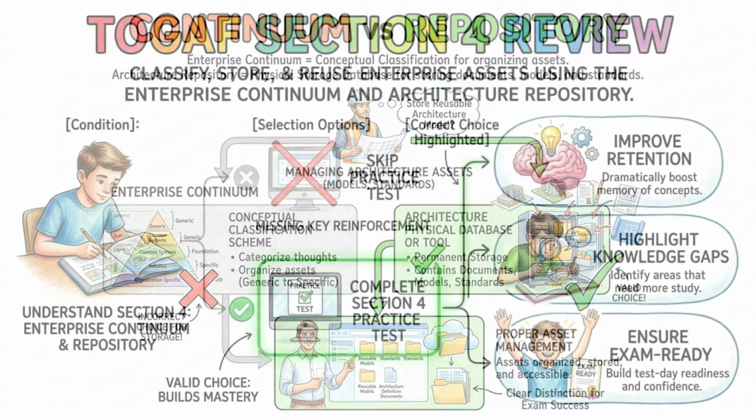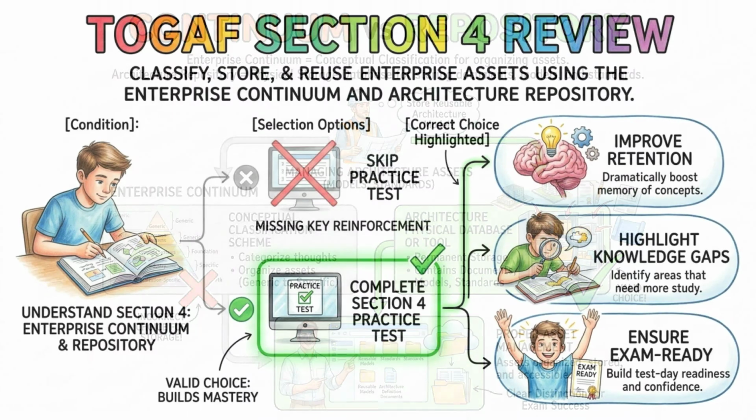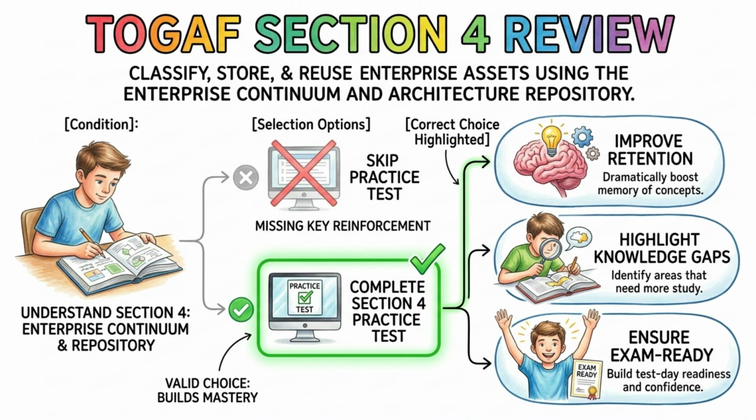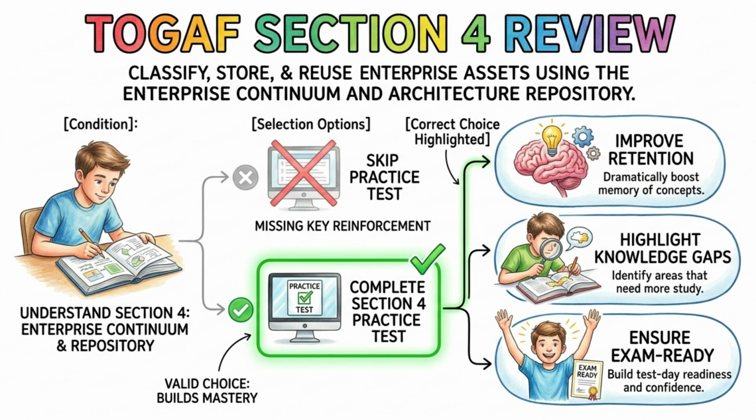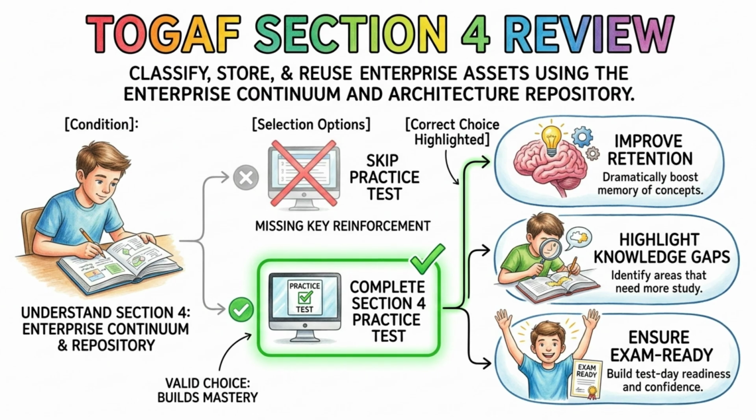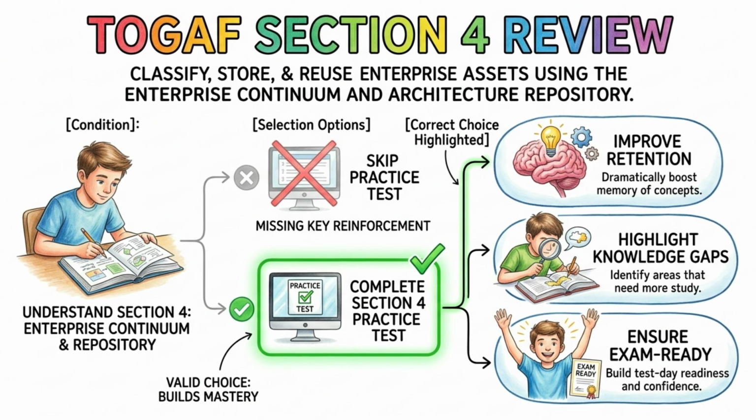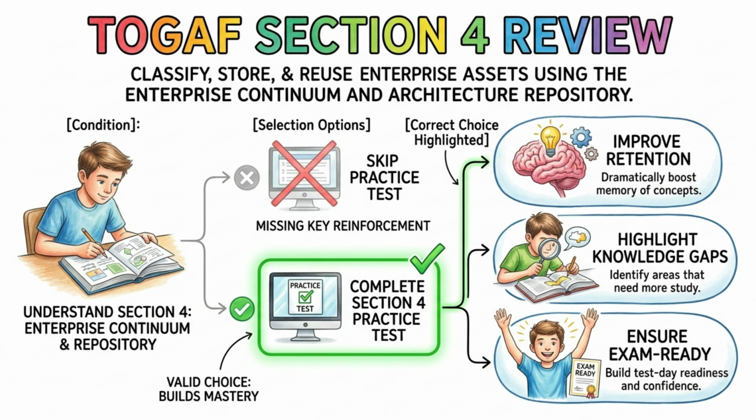Congratulations on completing Section 4 of our TOGAF 10 exam prep course. You now understand how to classify, store, and reuse enterprise assets using the enterprise continuum and the architecture repository. To lock in these crucial concepts, please complete the practice test included with this lesson. Answering these practice questions will dramatically improve your retention, highlight any knowledge gaps, and ensure you are completely exam ready. Keep up your fantastic progress through the course, and I will see you in Section 5 where we unpack the architecture content framework and metamodel.